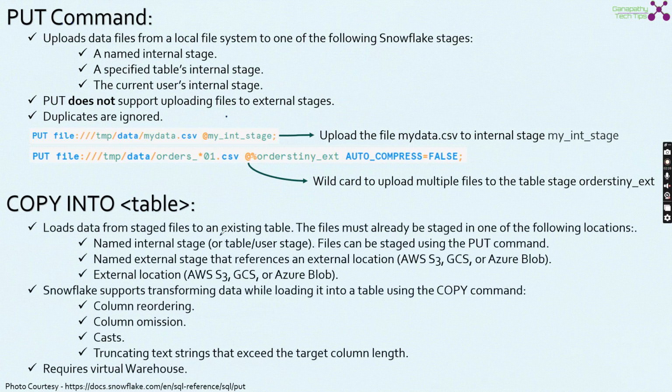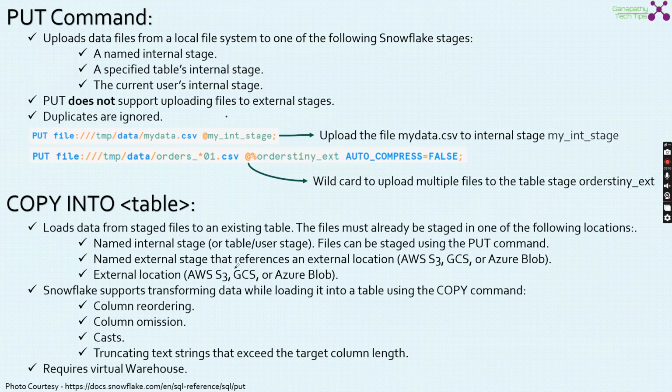It loads the data from the staged files to the existing table. The files must be already staged in one of the following locations: named internal stage, a table stage, or a user stage. This is what we saw using the put command. We can use the put command to put the data into any of these three stages. Files can be staged using the put command.